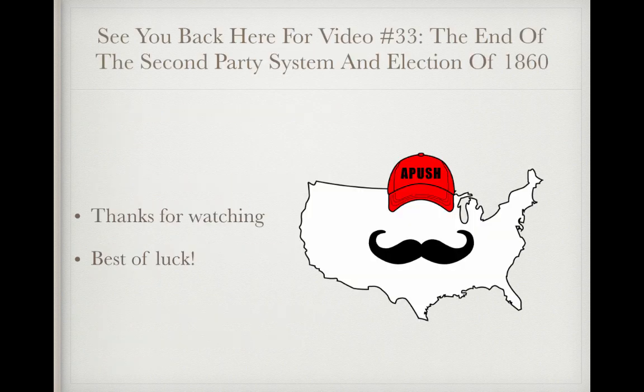All right, look forward to seeing you back here for video number 33, the end of the second party system in the election of 1860. Things are heating up. We're getting oh so close to Civil War, and we'll find out why in the next video.